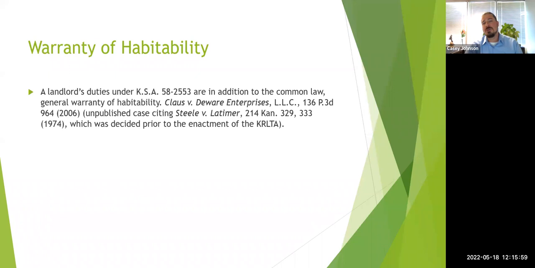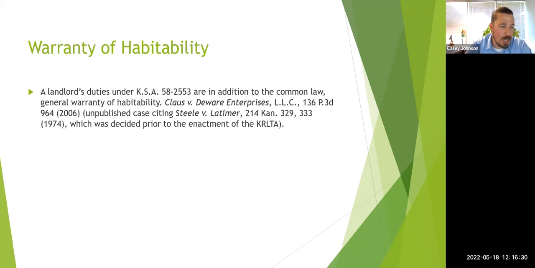In addition to the duties under Kansas statutory law, there's also the general warranty of habitability. There's not any great cases that say it specifically applies after the Kansas Residential Landlord-Tenant Act was enacted in 1975, but there is an unpublished case saying that it does. And it cited a case, Clause v. DeWare Enterprises. It cited Steele versus Latimer, which was decided before the Landlord-Tenant Act. But I always argue that it is still a duty, just a general warranty of habitability.